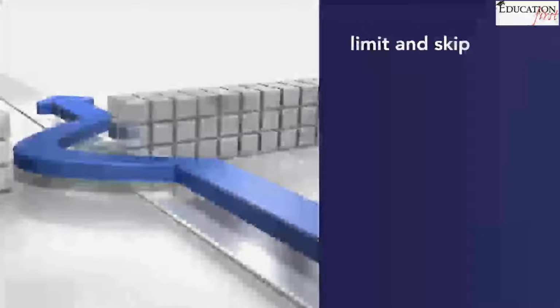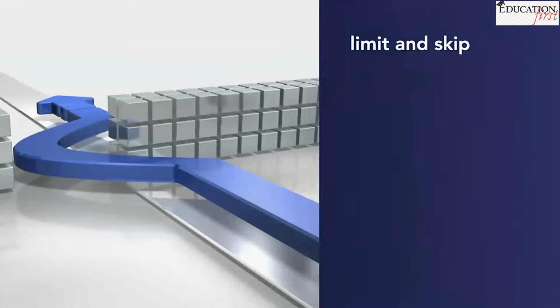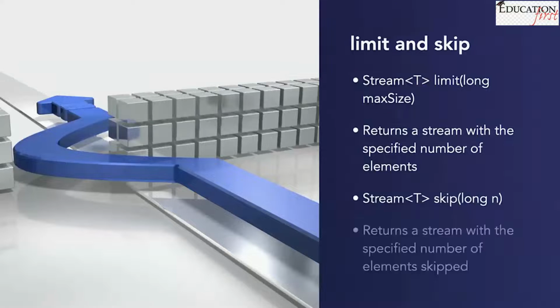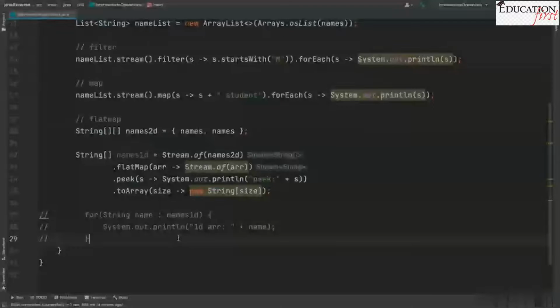The next two that we're talking about are limit and skip. So limit is just using the word limit, it returns a new stream, and we have to send in a long, which is the number that's going to be used for the limit. So it's going to bring down the stream to the specified number of elements. Then we have skip. Skip also takes long as an argument, and it returns a stream with a specified number of elements skipped. So let's see these in practice.